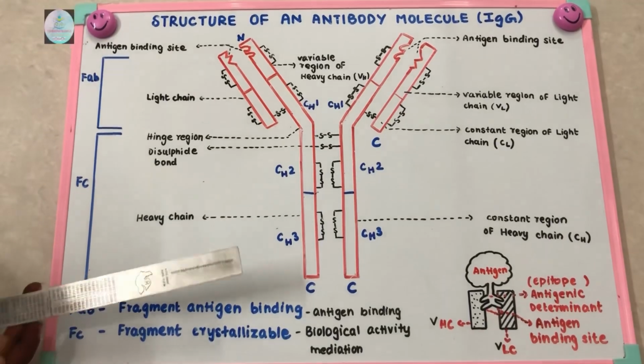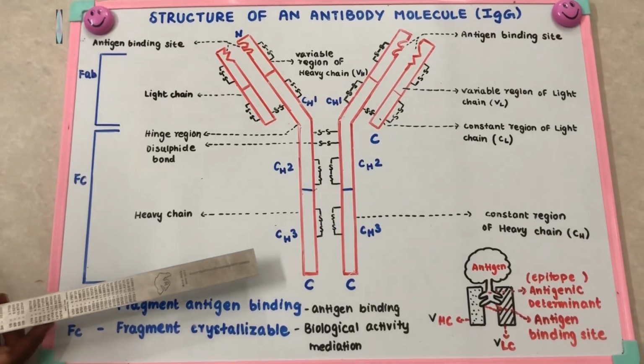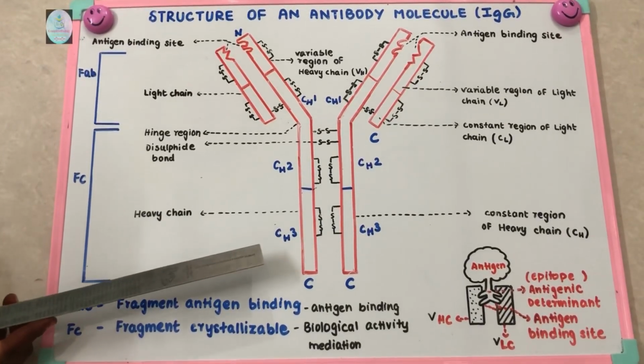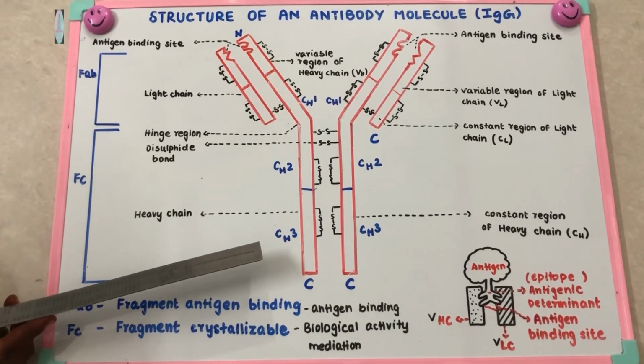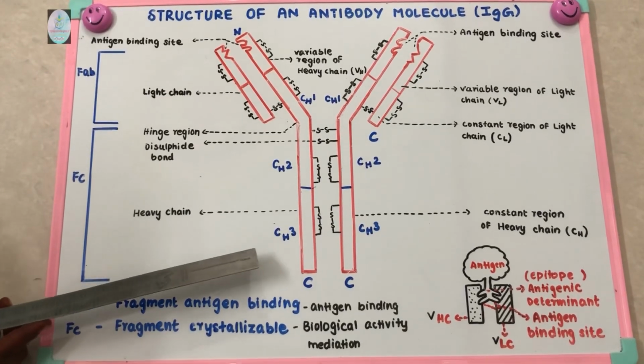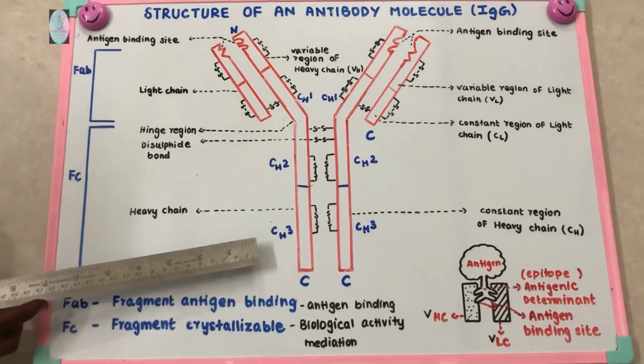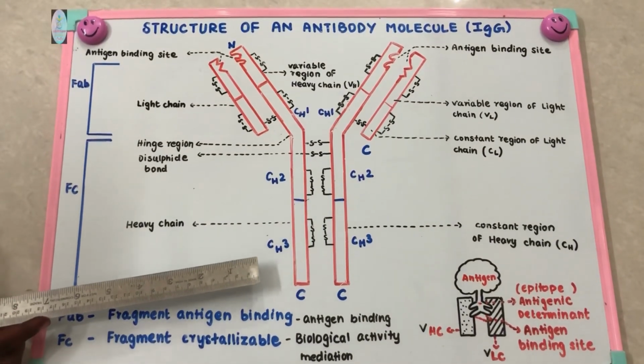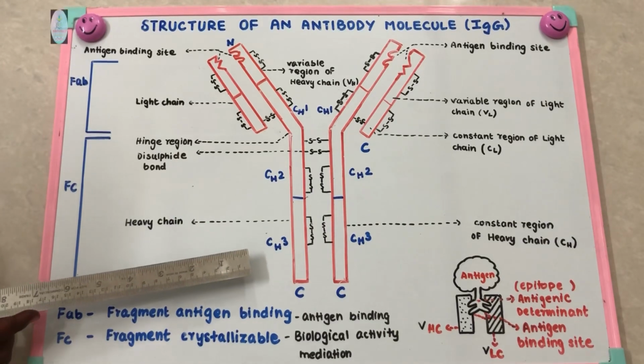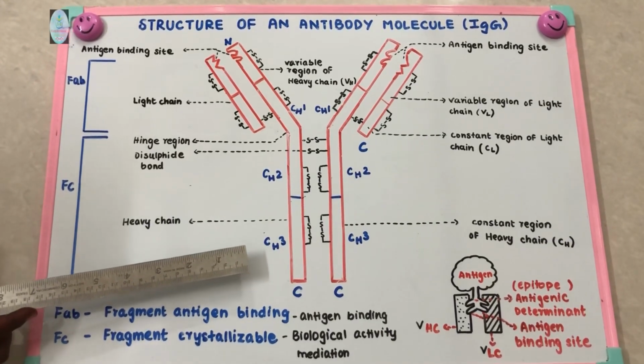The differences in the amino acids present in the constant region lead to the formation of isotypes. Now we will discuss isotypes. Isotypes are nothing but the presence of different types of amino acids in the constant region leading to the formation of isotypes.